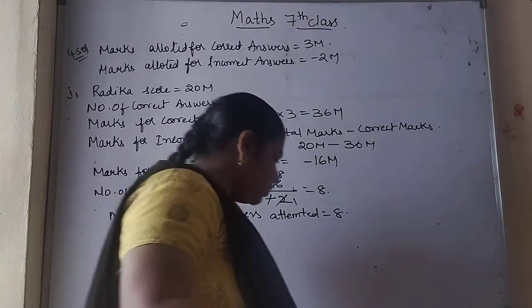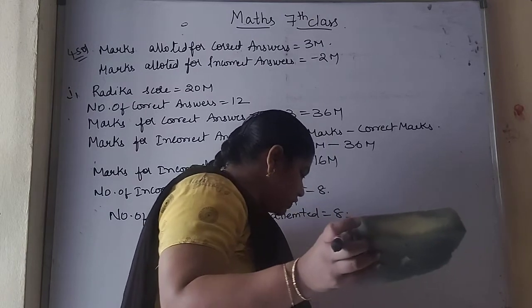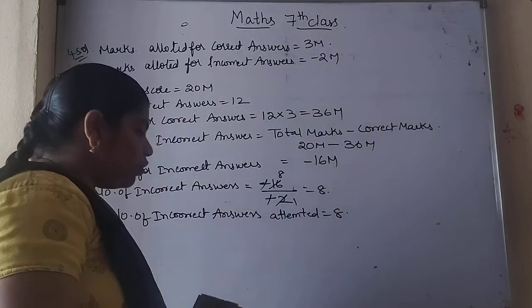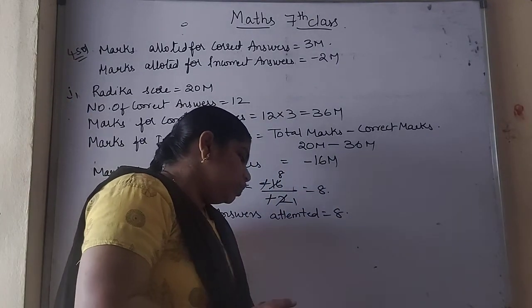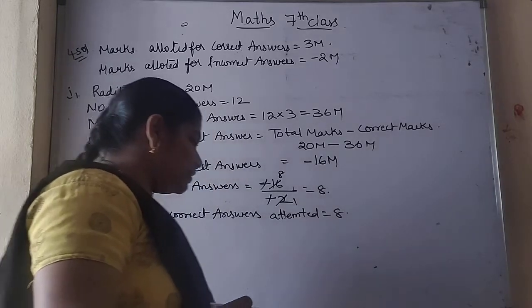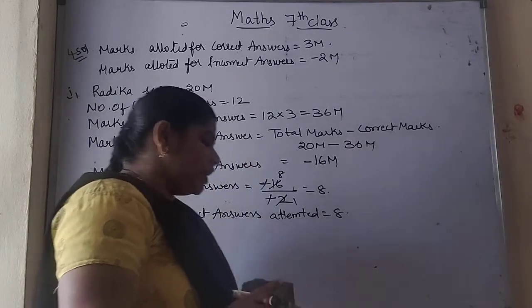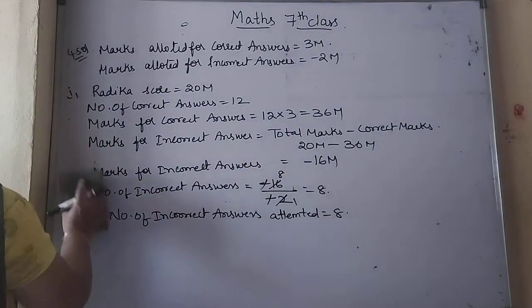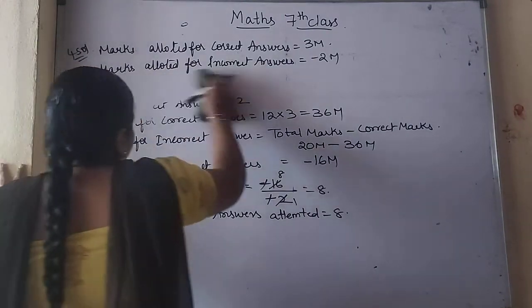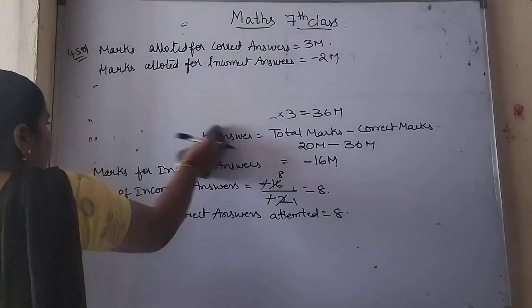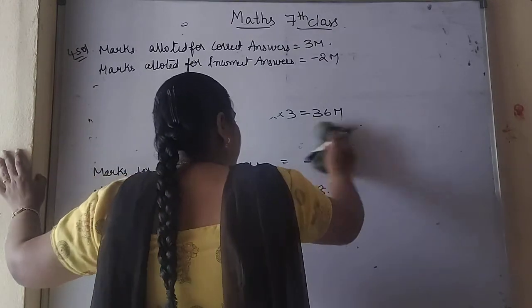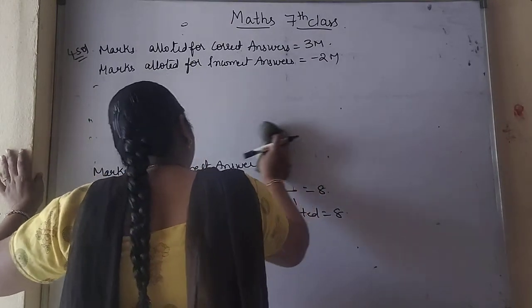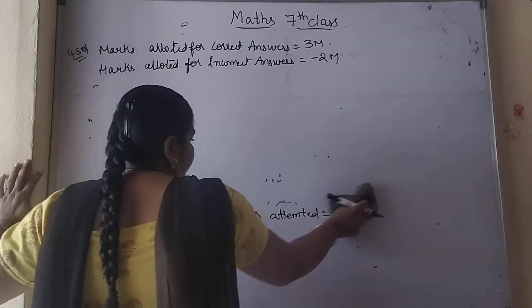Okay, next is what? Next question is, Mohini scored minus 5 marks in a test, though she has got 7 correct answers. How many questions has she attempted incorrectly? So again the same process we have to do. So total score of Mohini is minus 5 marks. So how many correct and how many incorrect answers she has written we have to find.